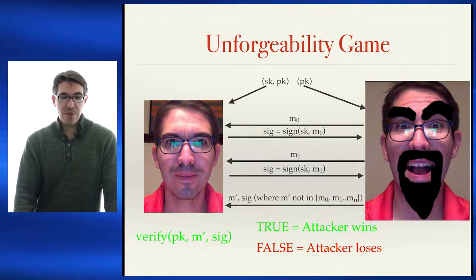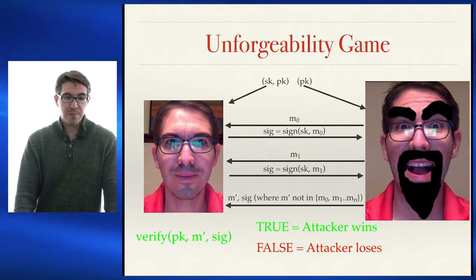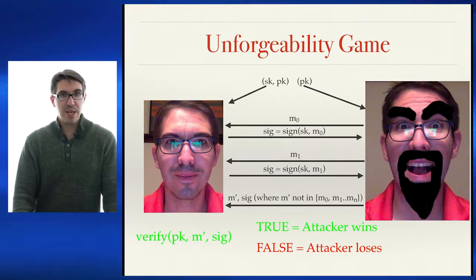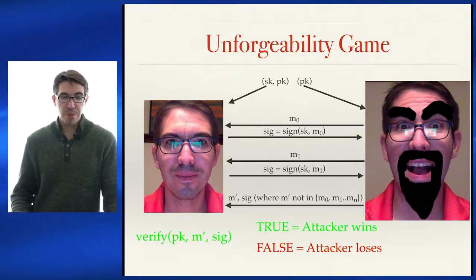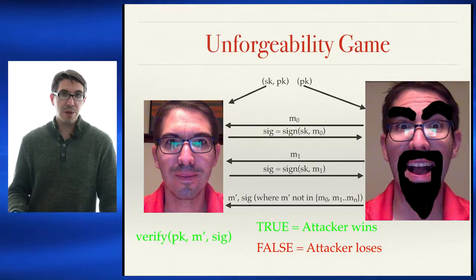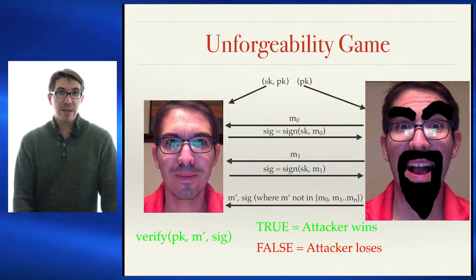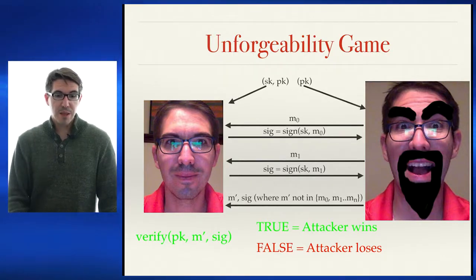Now, after this, if the attacker can send some different message, M prime, with a signature, where M prime is not in M sub 0 to M sub n, that is an entirely different message than was sent before, and others can verify that that message came from good Bill, again, the only one who knows good Bill's secret key, then the attacker wins. In this case, they have been able to successfully forge a message.